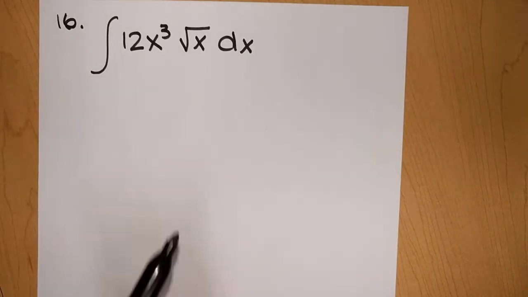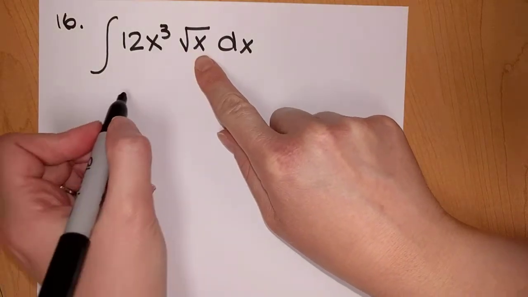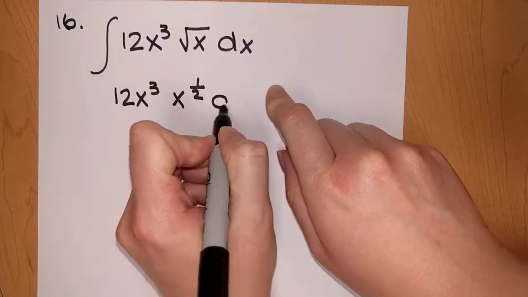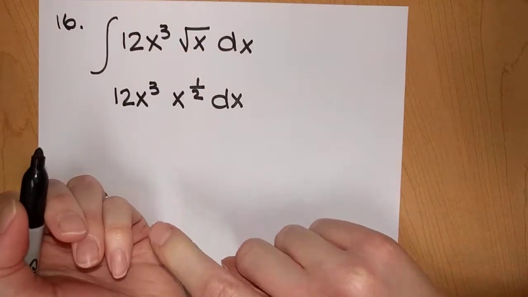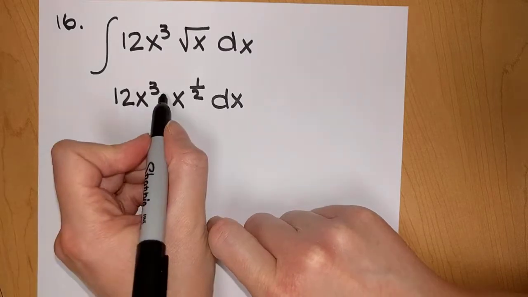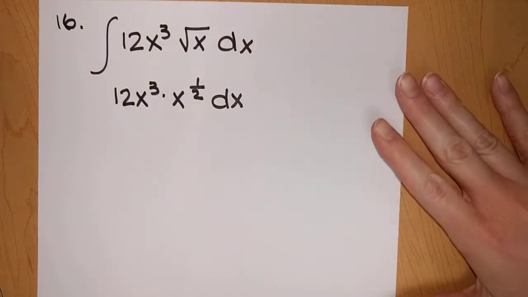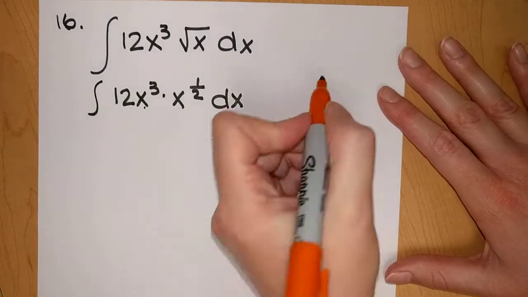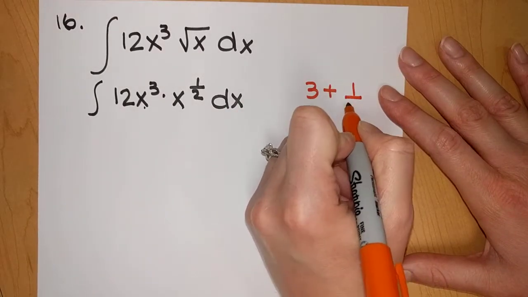The first thing that I would do is simplify to rewrite this radical. So we have 12x cubed, x to the 1/2 dx. And then remember that when you are multiplying exponential expressions together, you add their exponents. So to simplify, because we have an x times another variable x here, we can add the 3 plus 1/2.